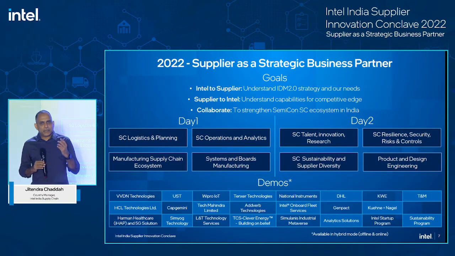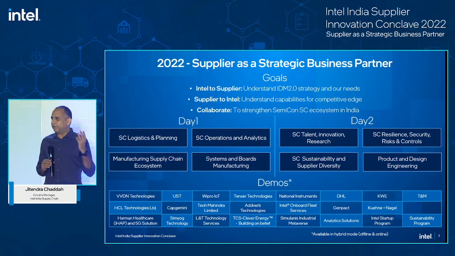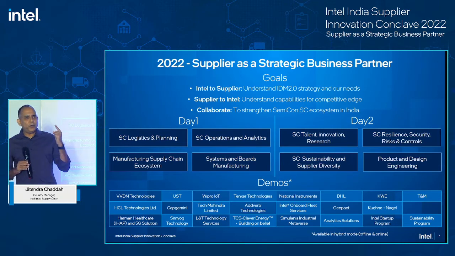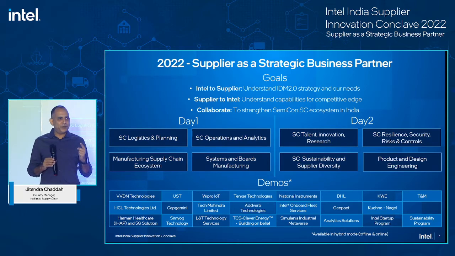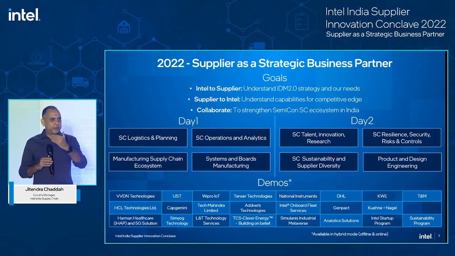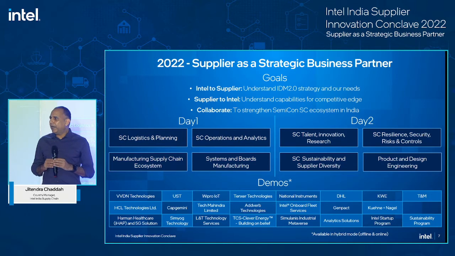Okay. Now, going forward, what do we want to do in this conclave? The 3 goals that we have: number 1, we want to make sure that by the time we end these 2 days, all of us understand where Intel is going as a growth company. What are our requirements? What does IDM 2.0 mean? What are our foundry services goals and vision? And how can we get support from our supplier base for that? So that is goal number 1.